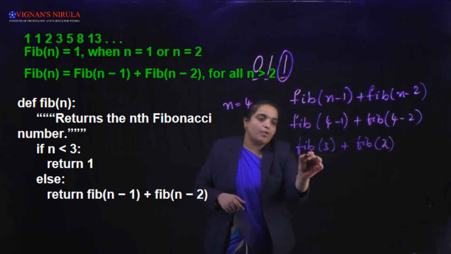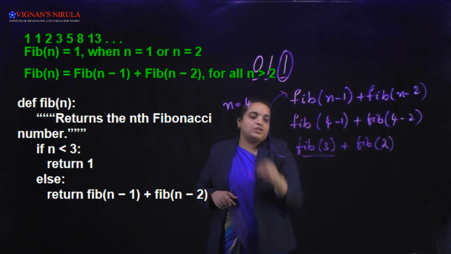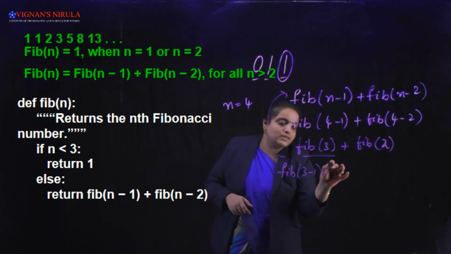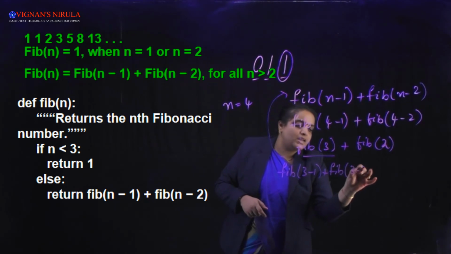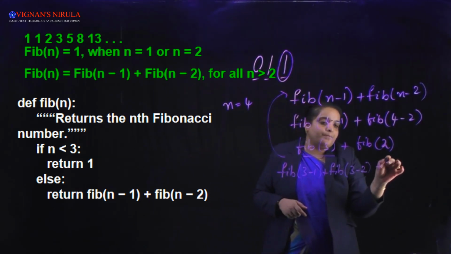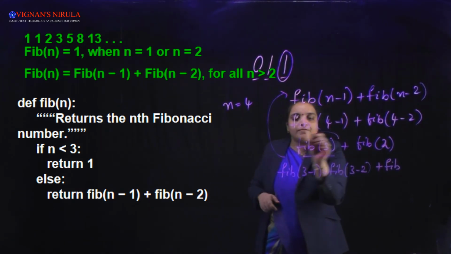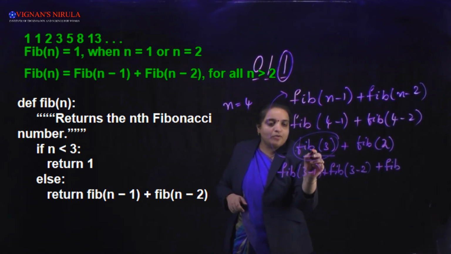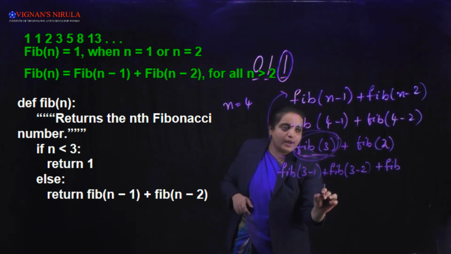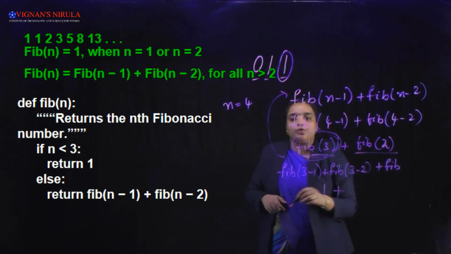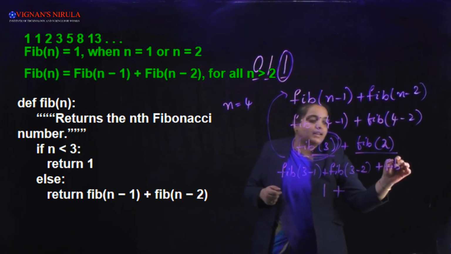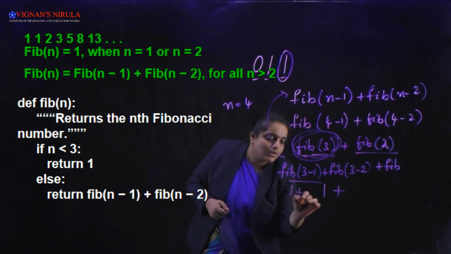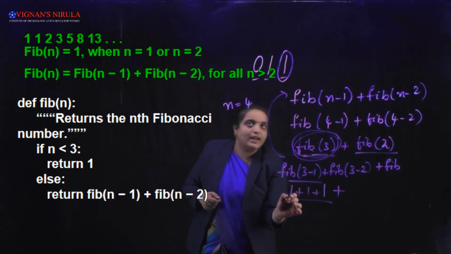So what is fib of 3? Again you are calling the same function. Here fib of 3 minus 1 plus fib of 3 minus 2. In the if statement I have given 1. So what is the output of this? This is 1. Plus, what is fib of 2? It is also less than 3, so we will get 1 here. So it is 1 plus 1, which is 2. Then 2 plus 1, so you will get 3.